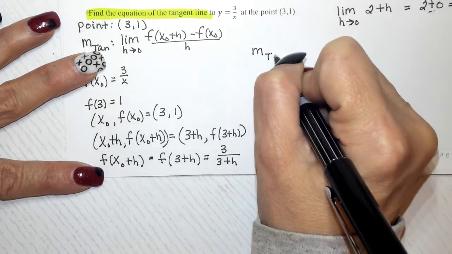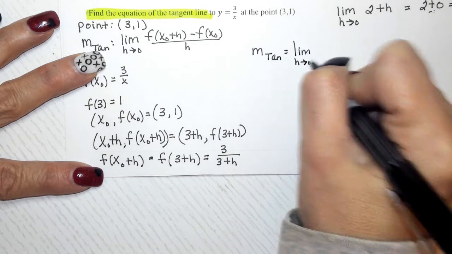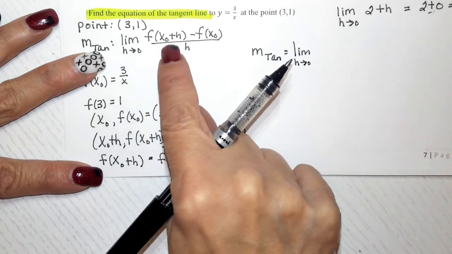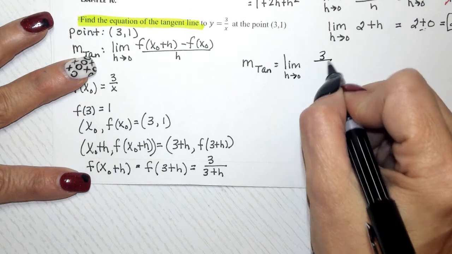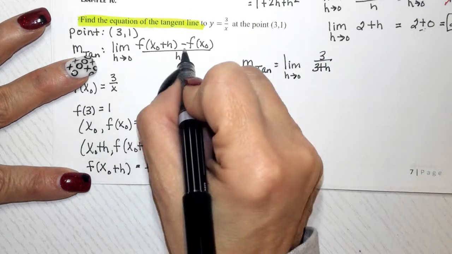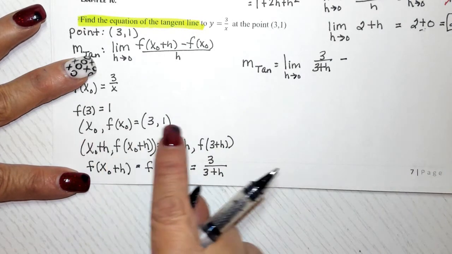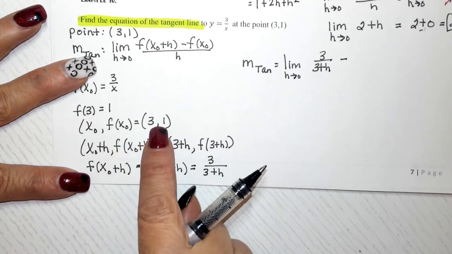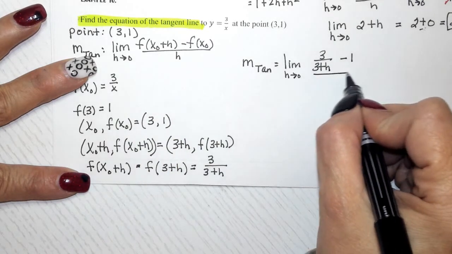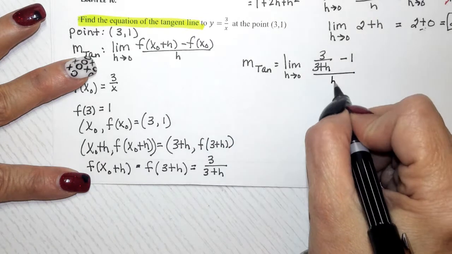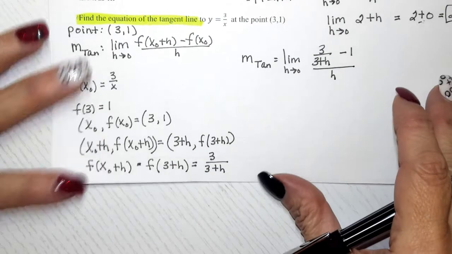I've got the slope of the tangent line is the limit as h approaches 0. And I'm going to use this right here, f of x naught plus h. That's this right here. It's 3 over 3 plus h minus f of x naught. Well, f of x naught, in this case, which is the y value, is 1, all over h. All right, I do need to simplify this some, right?